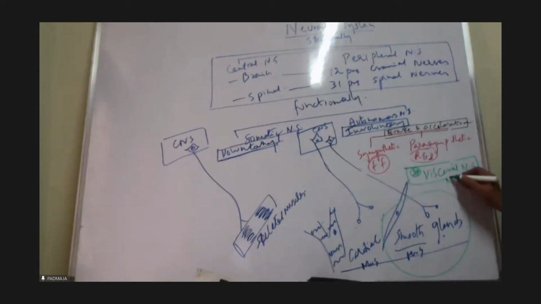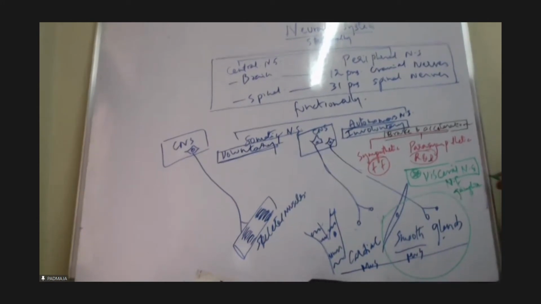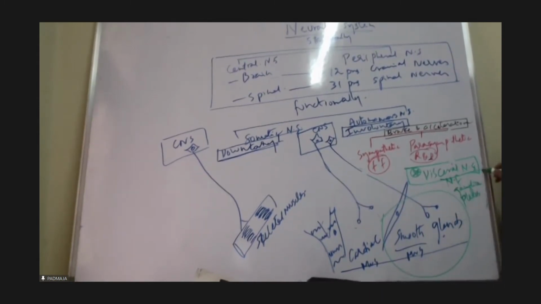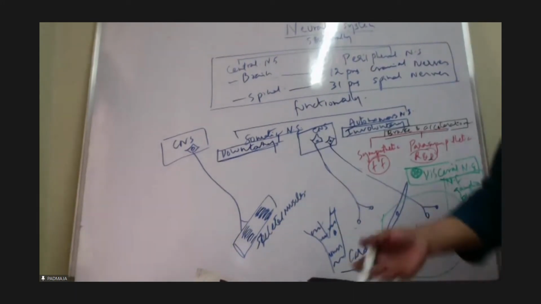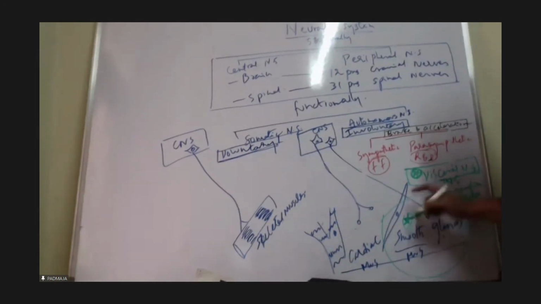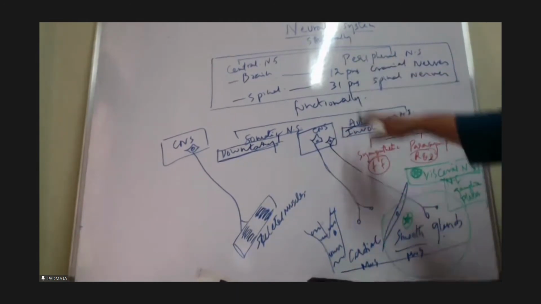Now, fibers related to visceral organs, ganglia related to visceral organs, and plexus, all are included under the visceral nervous system. This point is mentioned only in NCERT. It's nothing a separate one, the same points covered. Okay, now understood? Clear, all of you?